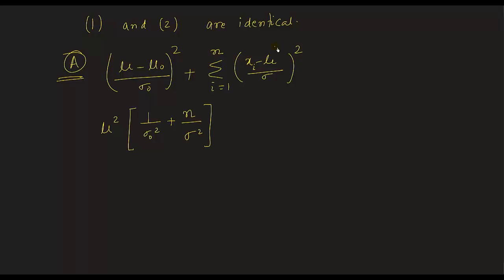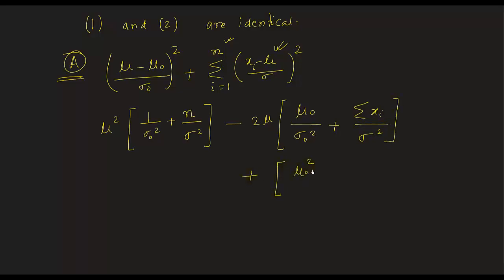So this term will be mu square, and if I take the summation, then it will be 1 plus 1 n times, then mu square if I take common, this will become n by sigma square. And the other term we will have is minus 2 mu naught by sigma naught square plus summation of xi divided by sigma square. And the other term we will have is mu naught square divided by sigma naught square plus summation of xi square divided by sigma square.